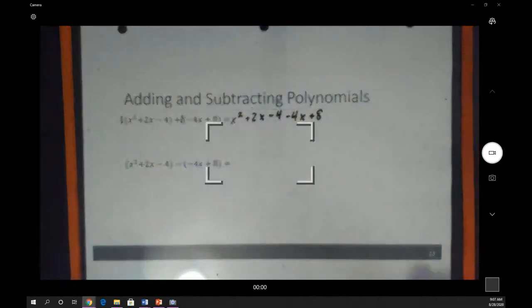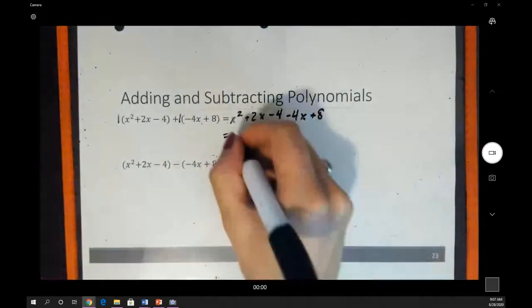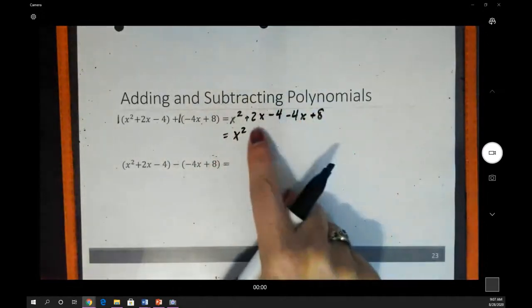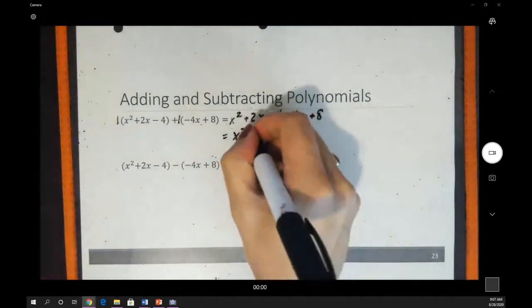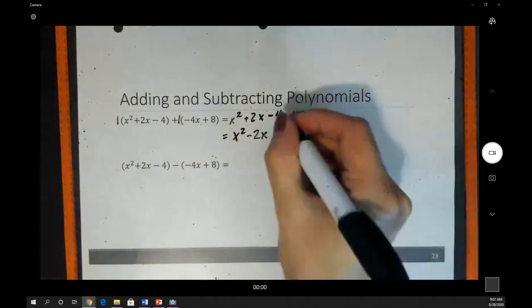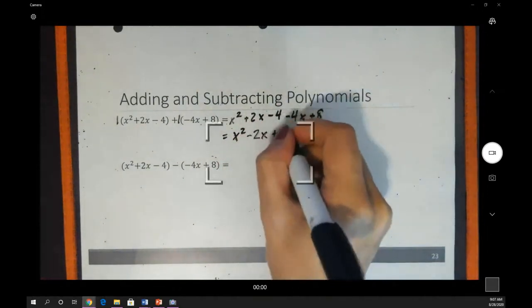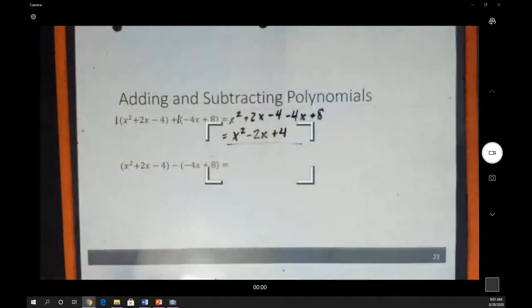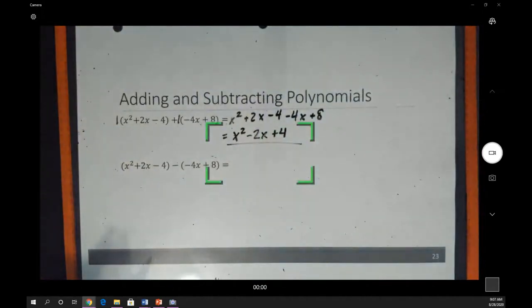Then I just need to combine my like terms, and I will have x squared, 2x minus 4x gives me a negative 2x, and negative 4 plus 8 is a positive 4. So we get x squared minus 2x plus 4.